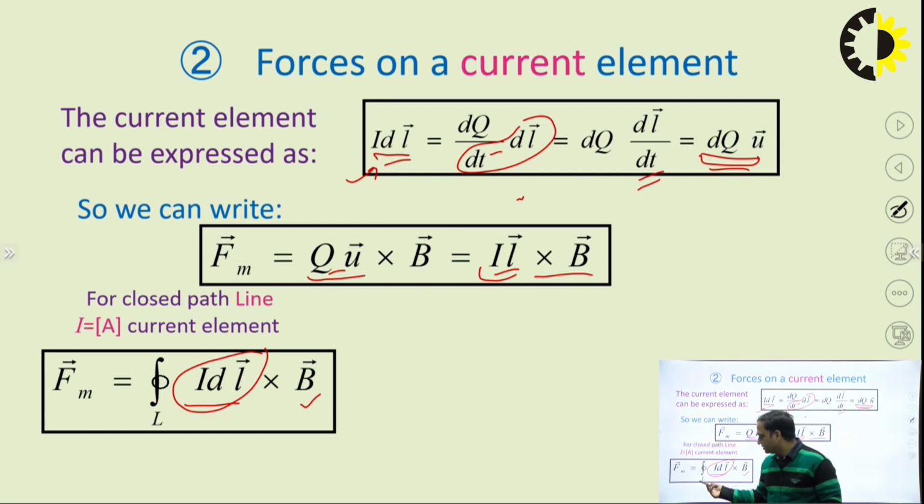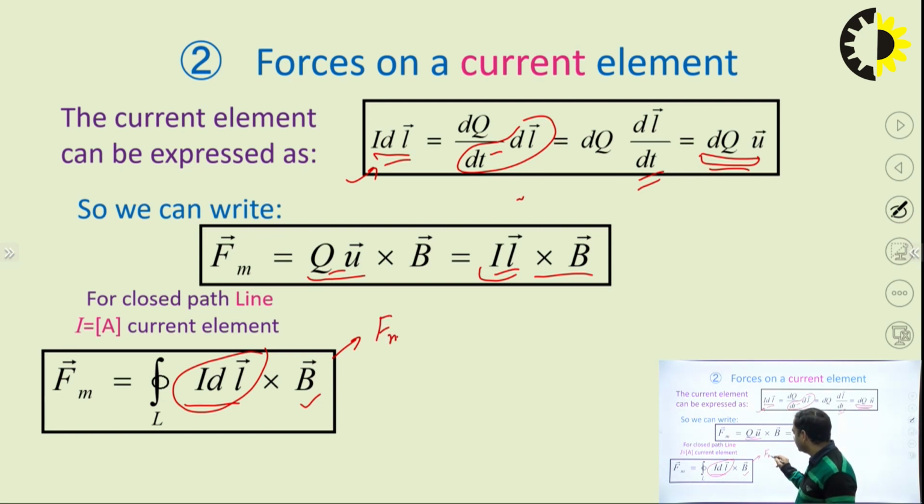In another way, we can write this equation when we have the force on current element 2 and the magnetic field is exerted by current element 1. So for this case, what will be the value?